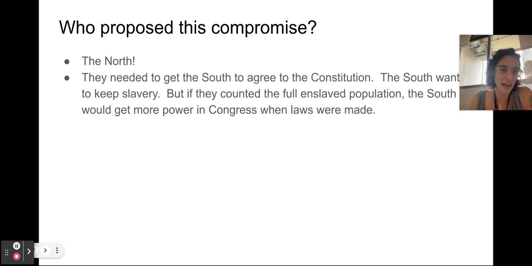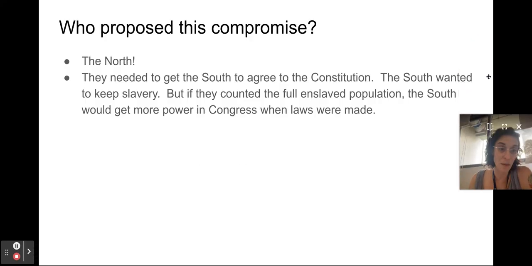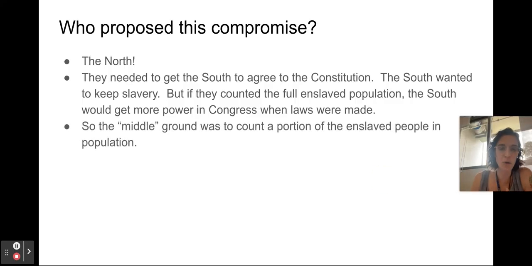They needed to get the South to agree. They needed to get them on board. They were holding out. They were saying, nope, we're not joining this United States. We're not signing the Constitution unless you assure us that we will have equal power in Congress, in the legislative branch. Okay. So the middle ground was to count a portion, the 3/5.